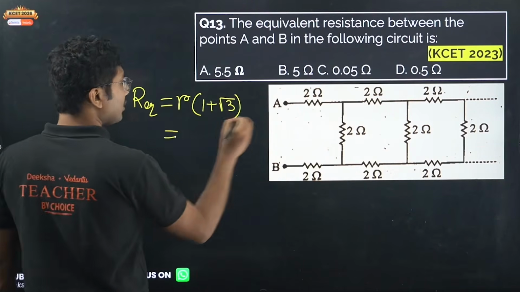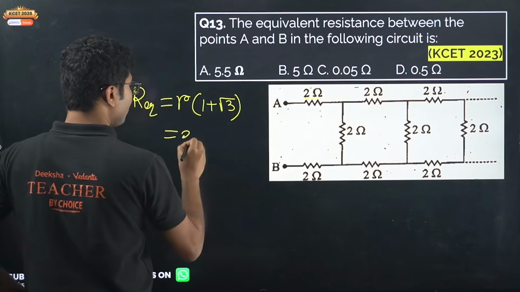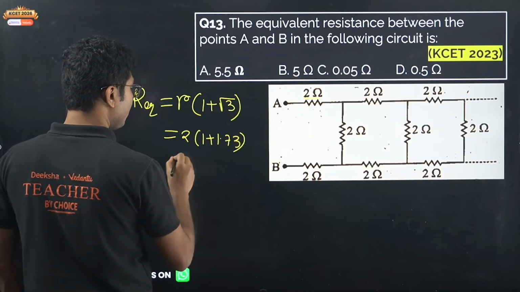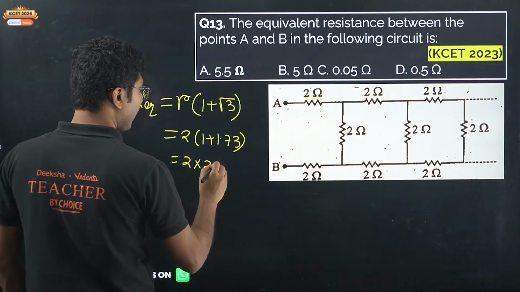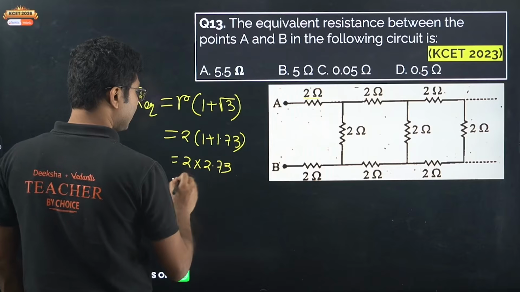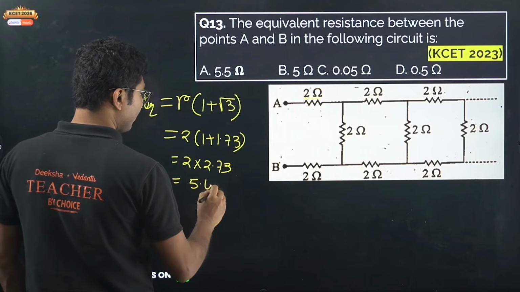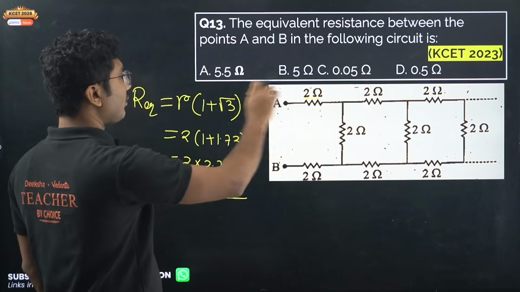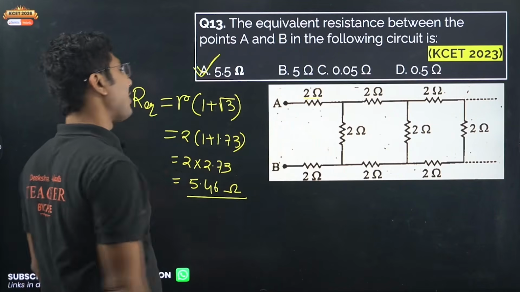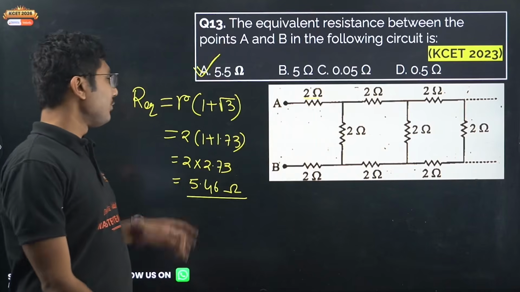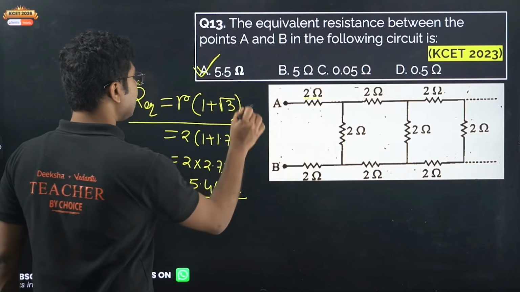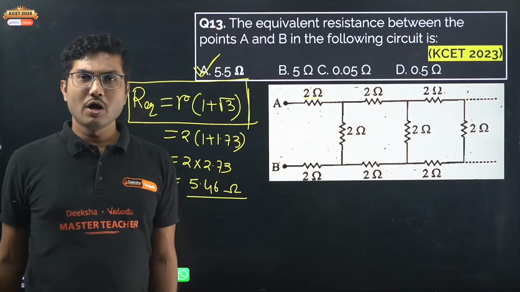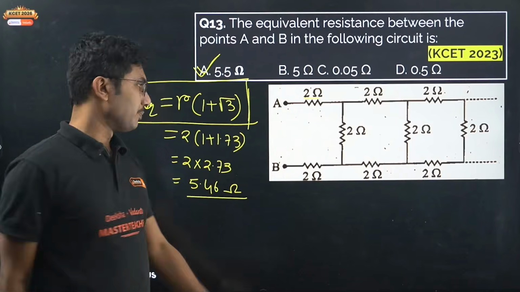Okay, here small r is 2 ohm, so 2 into 1 plus 1.73, so this will be 2 into 2.73, that is 5.46 ohm. Okay, so if you see all the options, only one is making sense, that is 5.5 ohm. So if you remember this formula, any such questions coming in future you should be able to solve. R into 1 plus root 3.